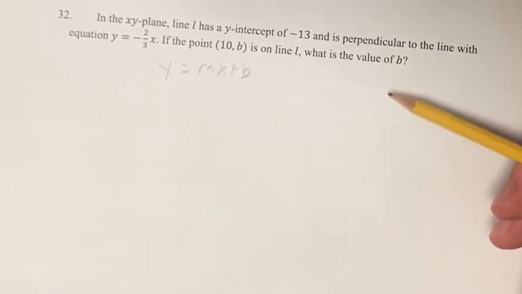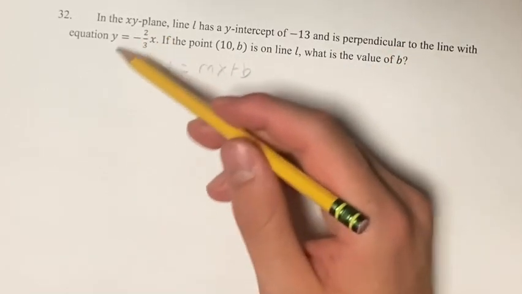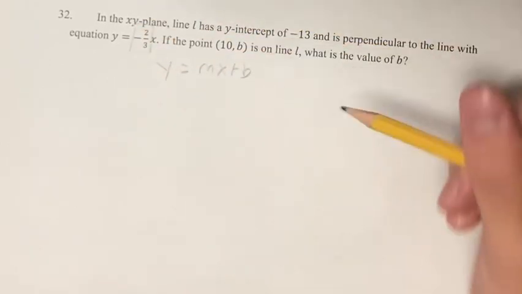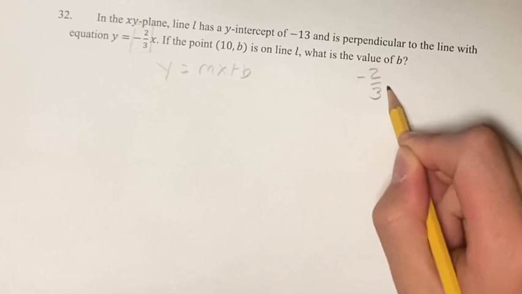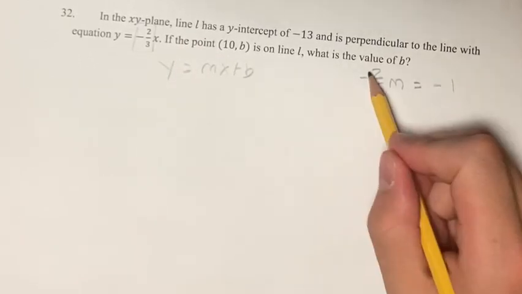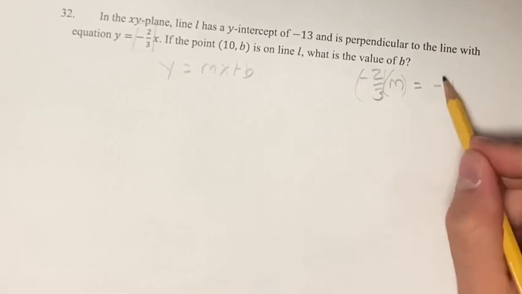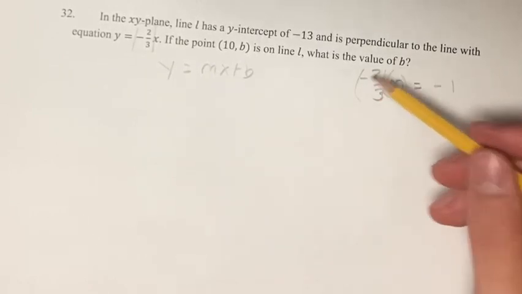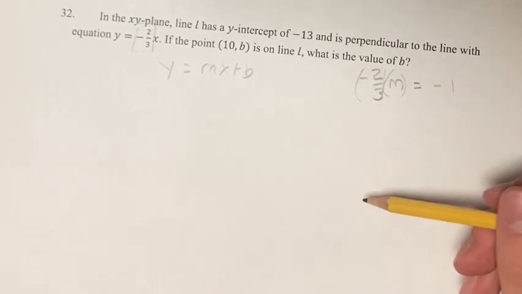We're told that it's perpendicular to the line with equation y equals -2/3 x. So if the slope of this line is -2/3, then -2/3 times the slope of our line L is going to be -1. These two multiplied by each other have to be -1 because if they're perpendicular, they have to be negative reciprocals. So multiplying them together gives you -1.